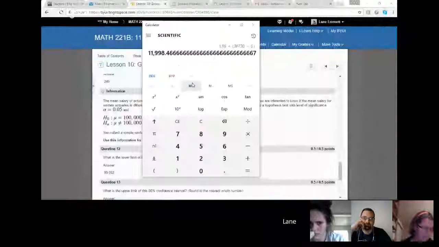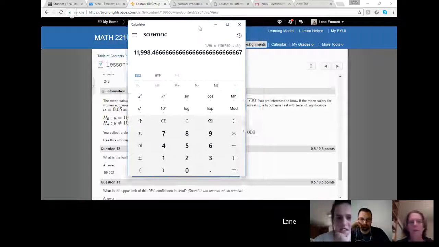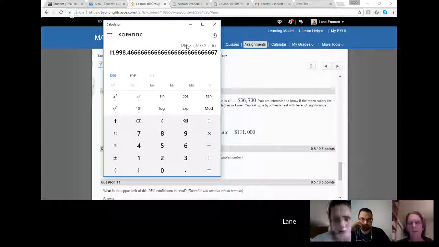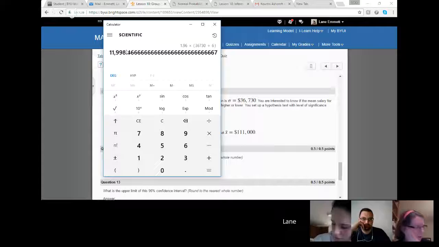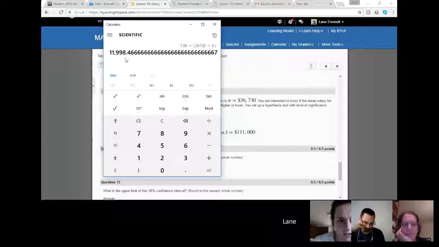Screen share is awesome. Okay, can you see this part right here? 1.96. Yeah. This is how I got my standard deviation. It's 1.96 times, in the parentheses, the 36,730 divided by the square root of 36, which is 6. And that's how I got 11,998.